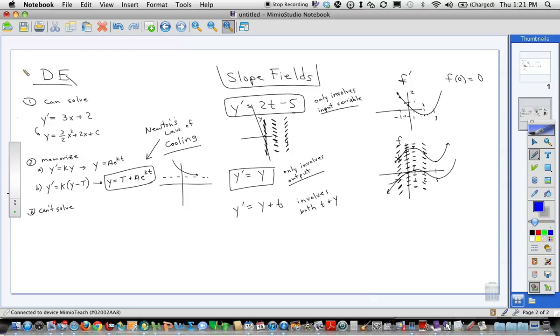Okay? So you're going to have some problems. It's Newton's law of cooling. You're going to have this set of matching.